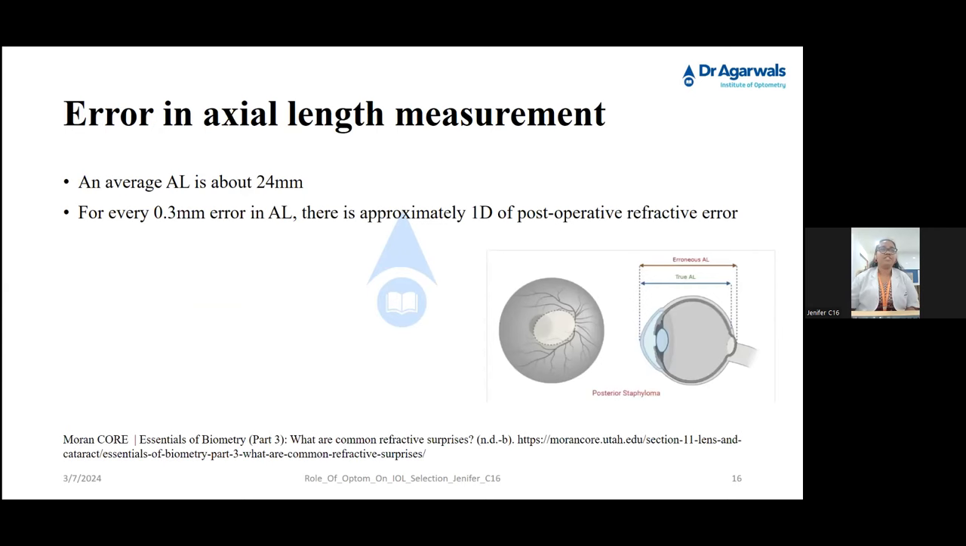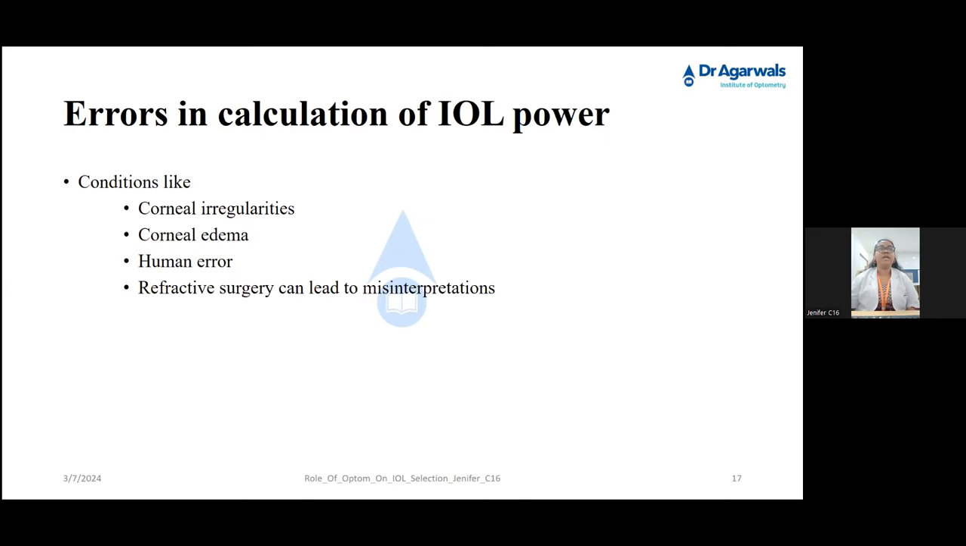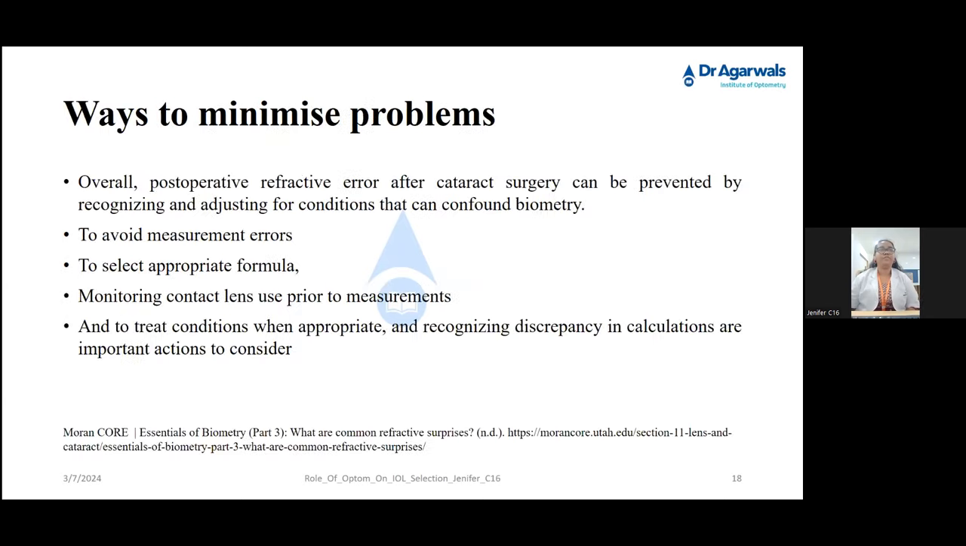Error in axial length measurement. An average human eyeball axial length is 24 mm. For each 0.3 mm error in axial length, there is approximately one diopter of post-operative refractive error. Error in calculation of IOL power: conditions like corneal irregularities, corneal edema, human error and refractive surgery can lead to misinterpretation.